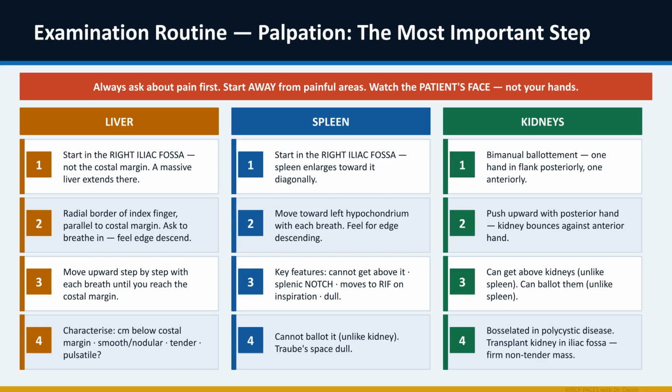Aorta. Palpate in the epigastrium with both hands. Feel for a pulsatile mass. If you feel expansile pulsation pushing your hands apart laterally, this suggests an aortic aneurysm. Note, do not confuse transmitted pulsation, where the aortic pulse is felt but the hands are not pushed apart, with true expansile pulsation. Bladder. Percuss or palpate in the suprapubic region.